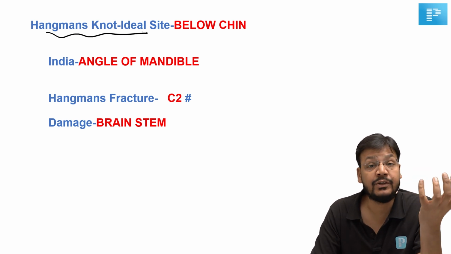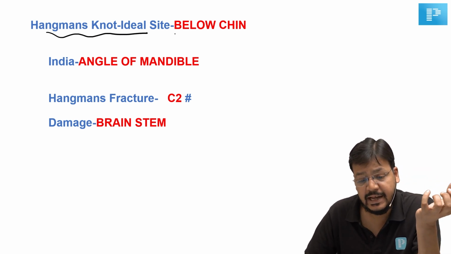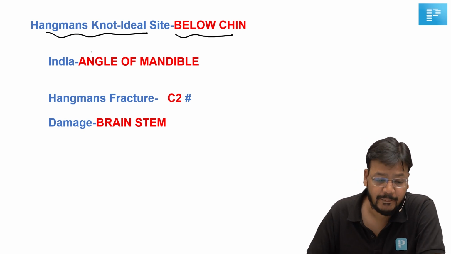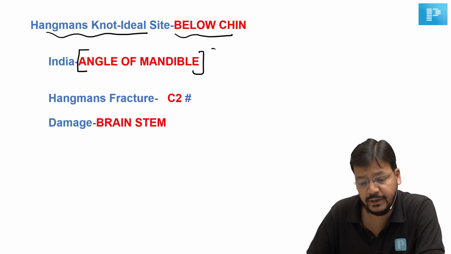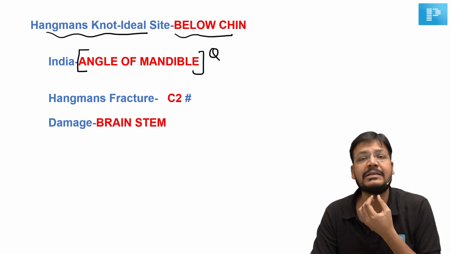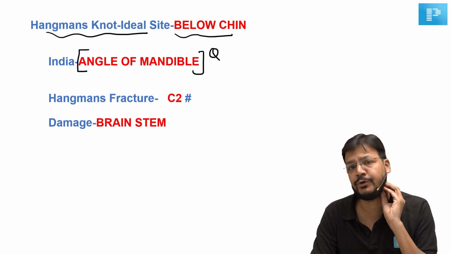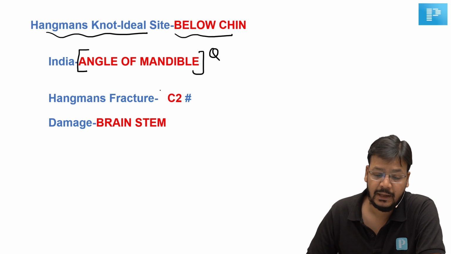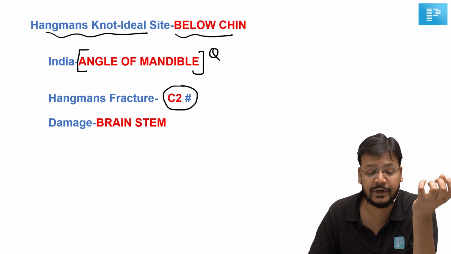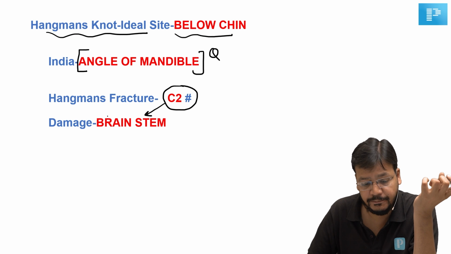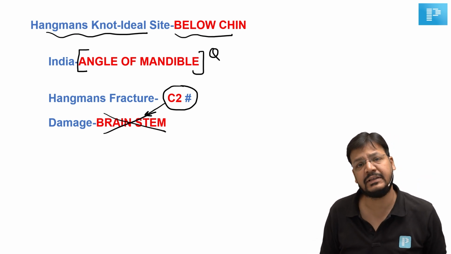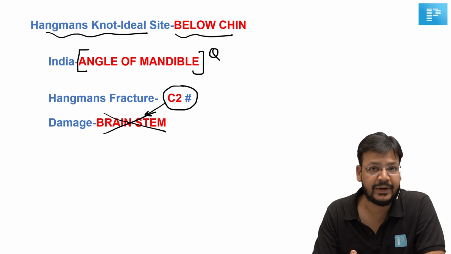Now, sir, hangman knot. Hangman knot is used in judicial hanging. The ideal site is below the chin, but in India, it is put below the angle of the mandible. The hangman fracture is a fracture of the C2 vertebra, that is the axis vertebra, and it causes brain stem damage. This is a hangman fracture.